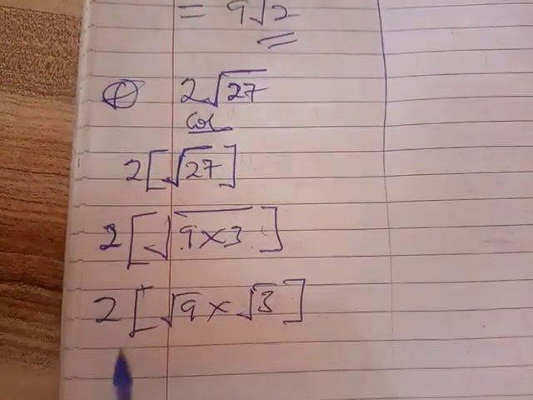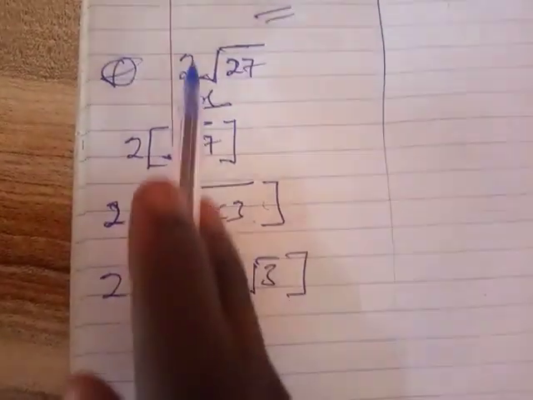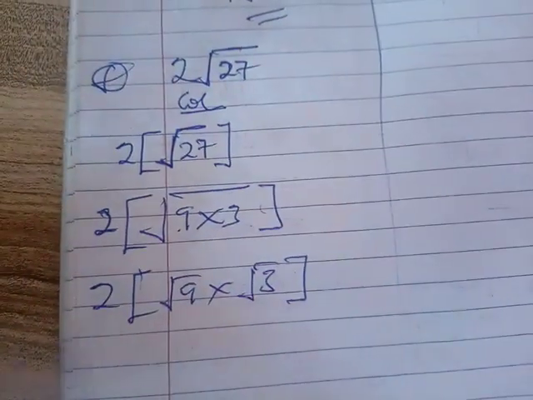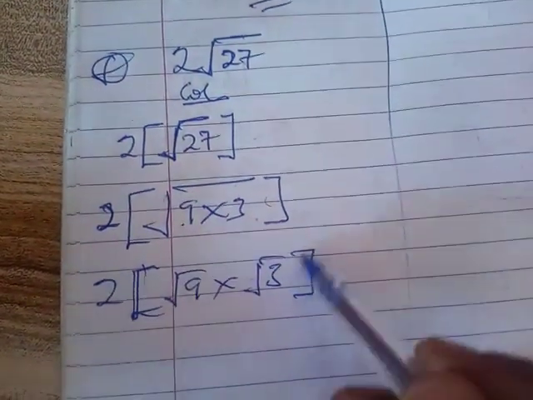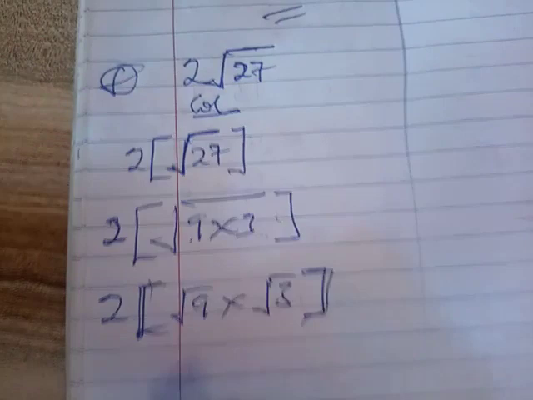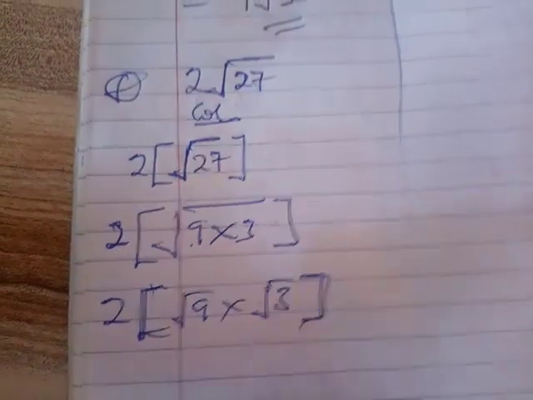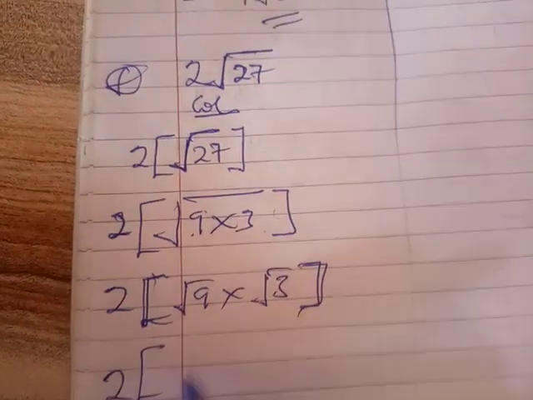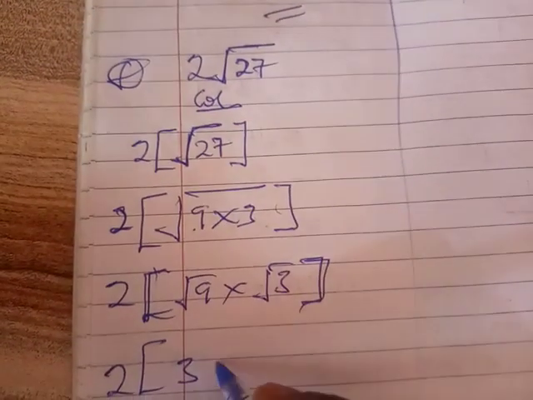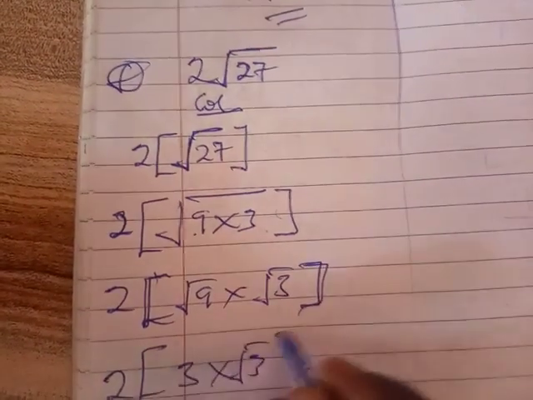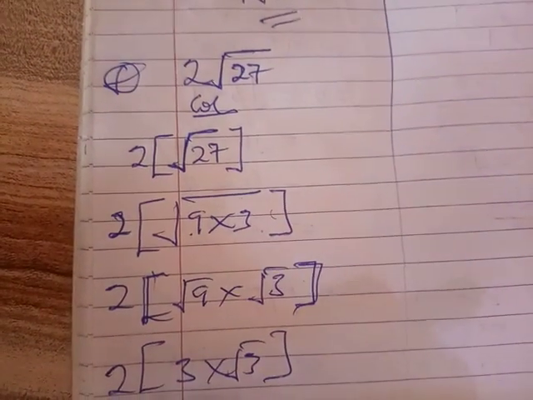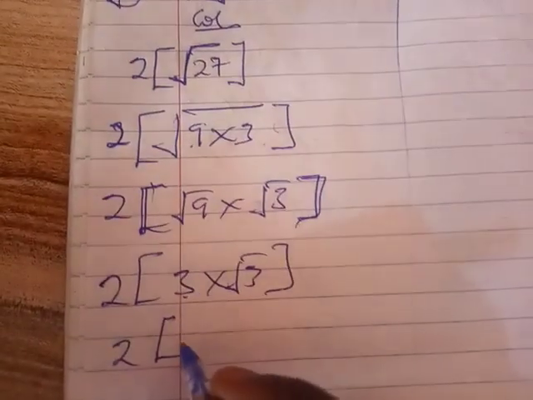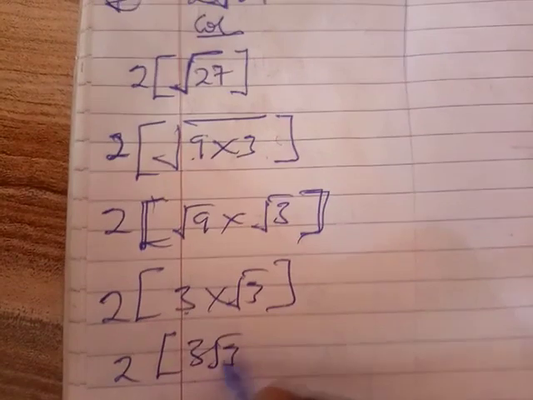This is just like the previous one, but in this case, you see we have 2 attached to the root sign. That's why we are using this square bracket, so that it will not affect what we are doing in the square bracket. So root of 9 is 3 times root of 3. So we have here 3 times root of 3 is 3 root of 3.